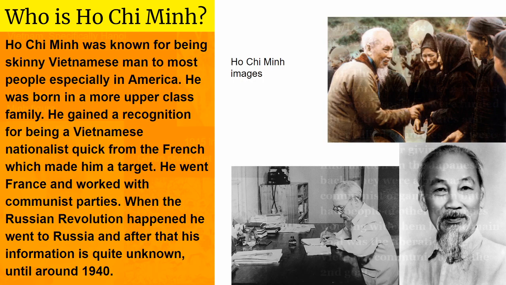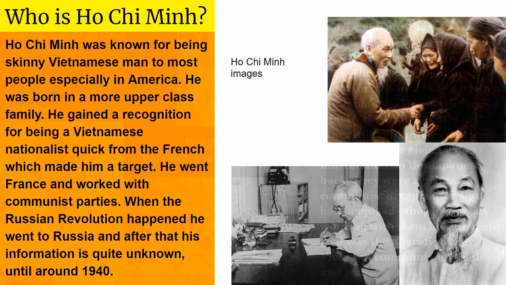Ho Chi Minh was the leader of the Viet Minh. His history is a bit vague, but it's an interesting one. So he was born in Vietnam. He was known for being a skinny, unassuming type guy to most people, and that was primarily in the United States. He was actually born in an upper class family. He gained recognition for being a sort of Vietnamese nationalist and communist over time quite quickly. This was even in his 20s.